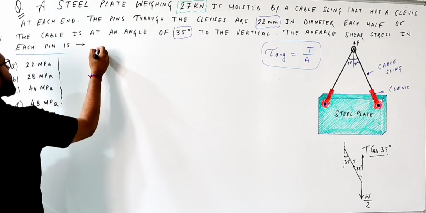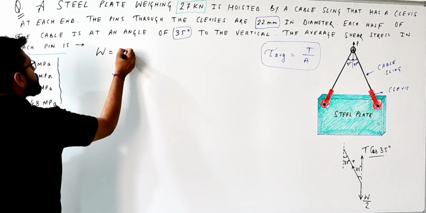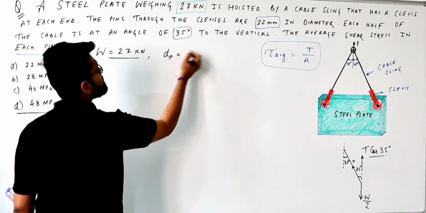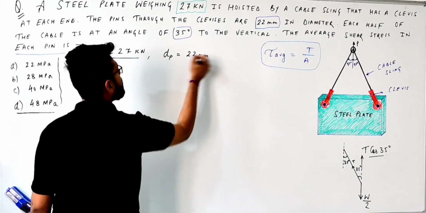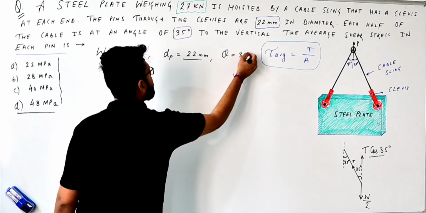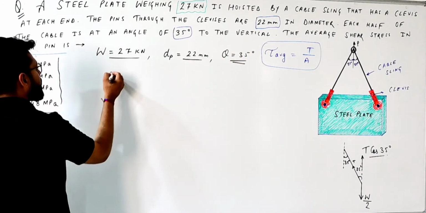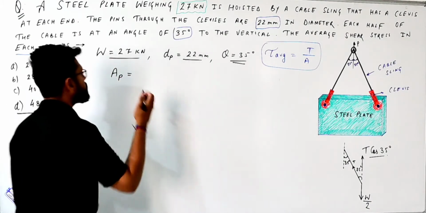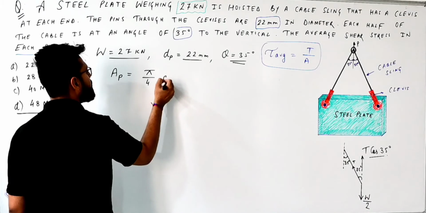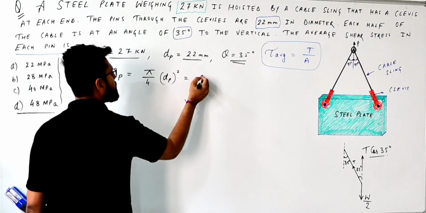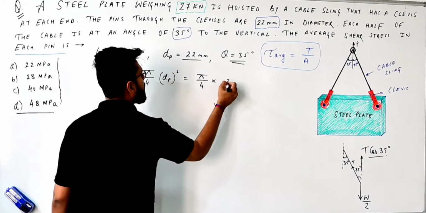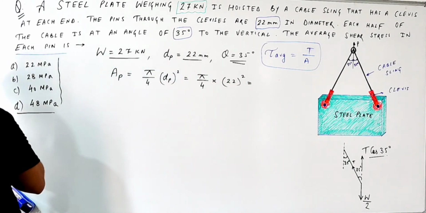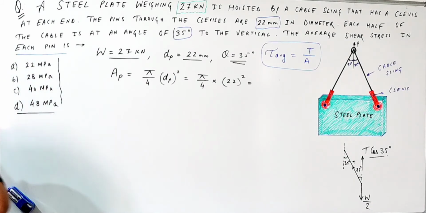So first of all, what is the given data? Weight is given as 27 kilonewton. And what is the diameter of the pin? That is 22 mm. And what is theta? Theta is 35 degrees. Okay students, so we can find the area of the pin. The pin has a circular cross section, so what will be the area? Pi by 4 d square. So pi by 4 multiplied by 22 square. So we can calculate what our area will be.